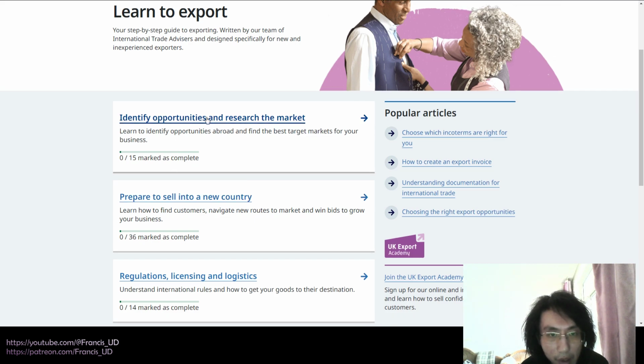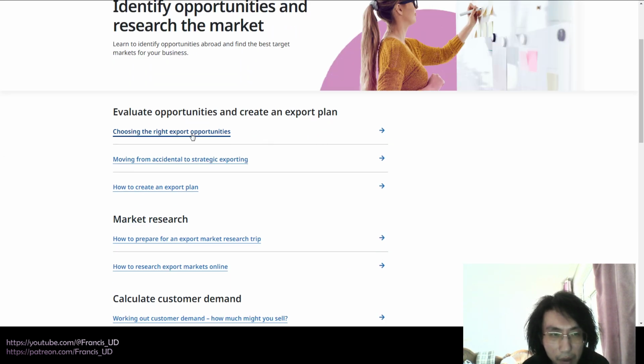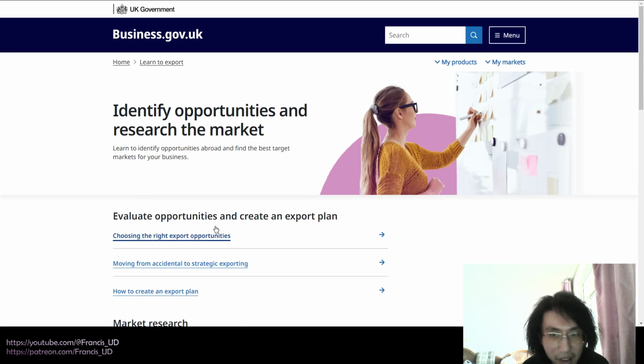Identify opportunities and research the market. Learn to identify opportunities abroad and find the best target markets for your business. Step by step. Choosing the right export opportunities, evaluate opportunities and create an export plan.